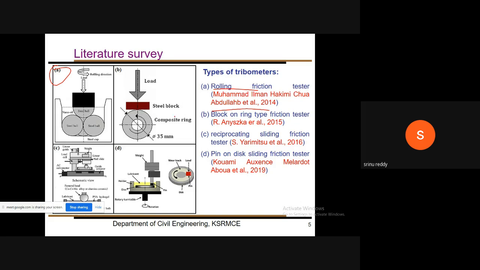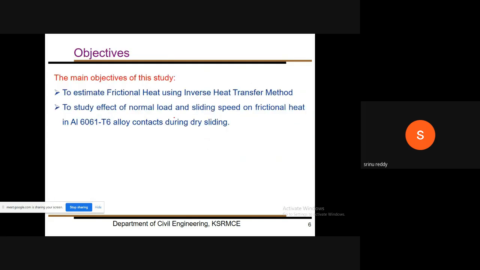Experimental facilities are available. In our studies, I will show the experimental sample we have taken in further slides. The main aim of this presentation, the objective, is to estimate the frictional heat using the inverse heat transfer method, and also the effect of loading parameters, like normal load. I already told you the coefficient of friction depends upon loading, sliding speeds, and different parameters. In this presentation, I am going to discuss normal load and sliding speed, and how these parameters affect the frictional heat. Most of the presentation concentrates on the estimation of this frictional heat.